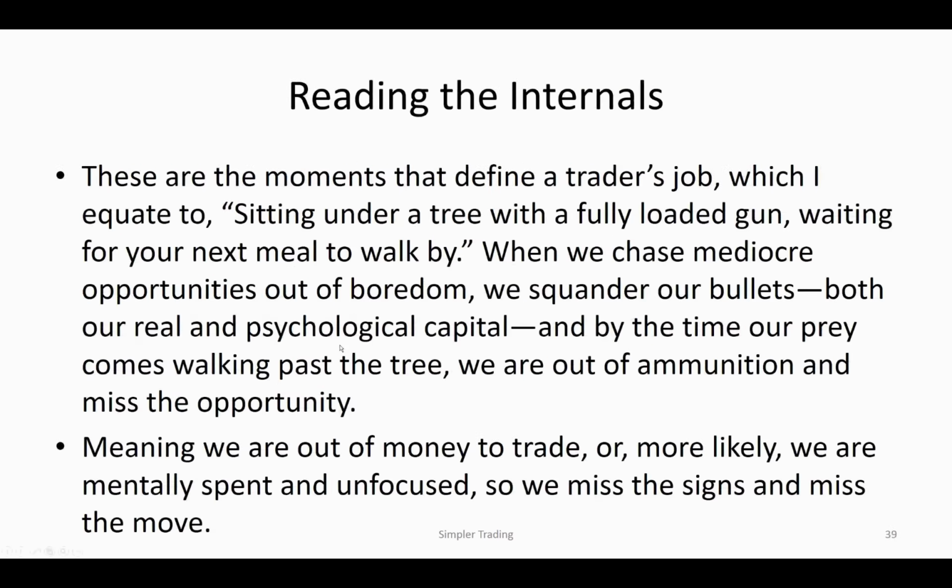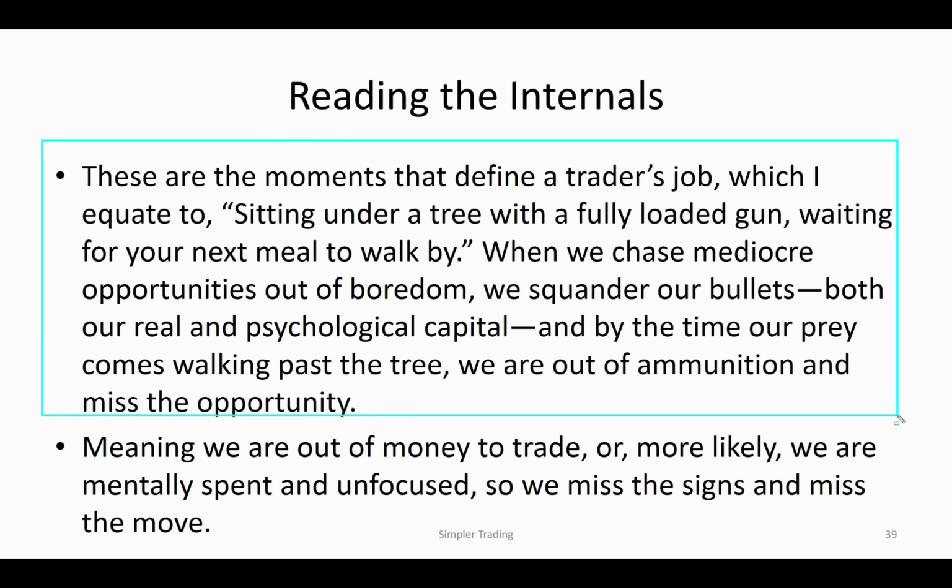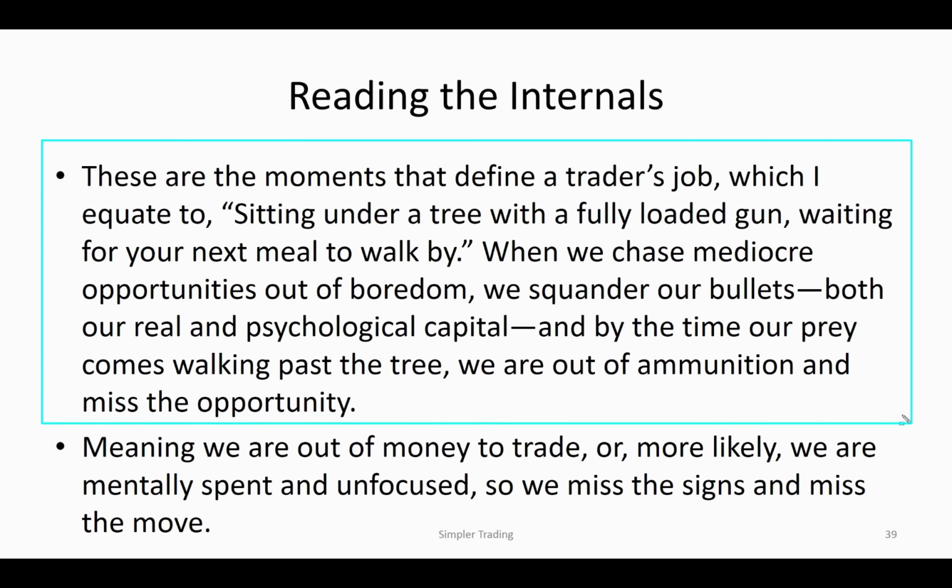So, reading the internals. These are the moments that define a trader's job, which I equate to sitting under a tree with a fully loaded gun, waiting for your next meal to walk by. When we chase mediocre opportunities out of boredom, we squander our bullets, both our real and psychological capital. By the time our prey comes walking past the tree, we're out of ammunition and miss the opportunity. So what I found is that the internals help us to be patient and help us to know when to pounce, those combinations that we want to look at.